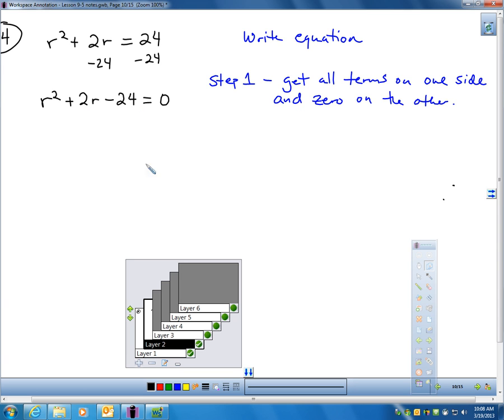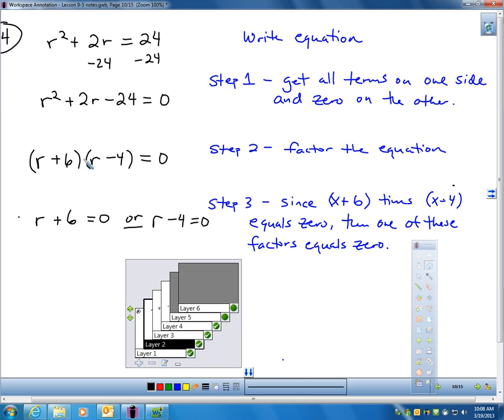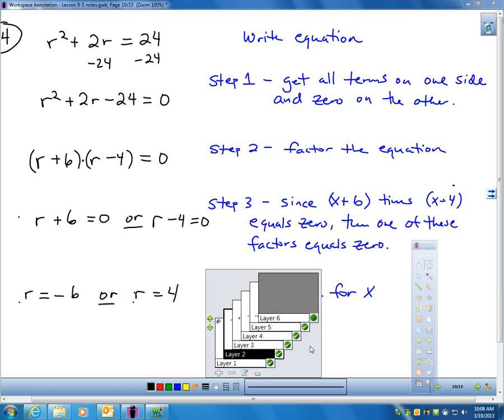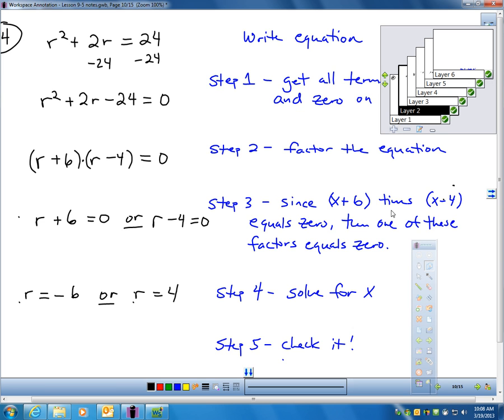Well, in my head, I'm thinking 6 times negative 4 is negative 24, but 6 plus negative 4 is 2. That's working out great. So I have r plus 6, r minus 4. And since these are multiplied together and they multiply out to 0, either r plus 6 has to be 0 or r minus 4 has to be 0. And I can quickly solve. I didn't show any work here. I figured you can follow me here. If I take away 6 from each side, I get r equals negative 6. If I add 4 to each side, I get r equals 4, and I just solved it, and of course, I should check it.